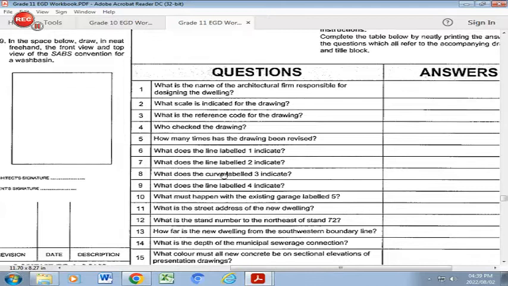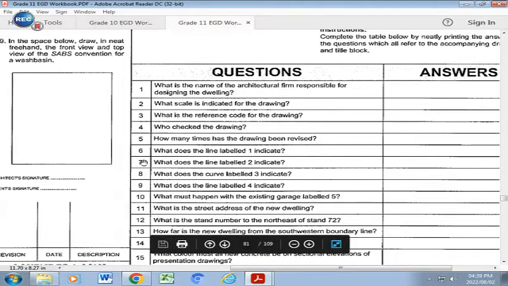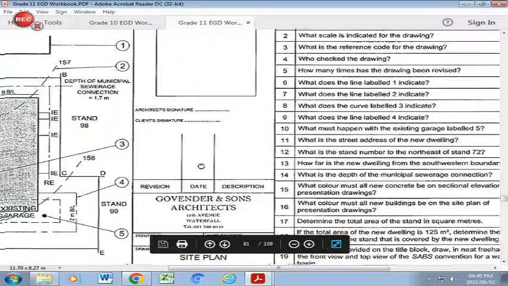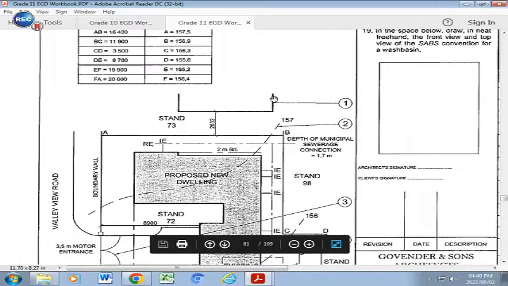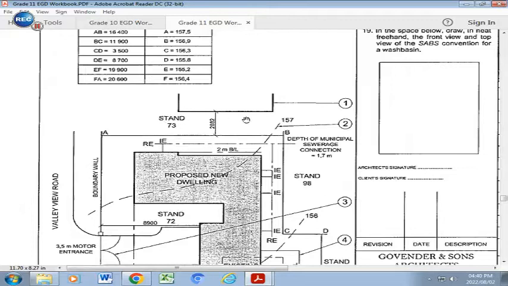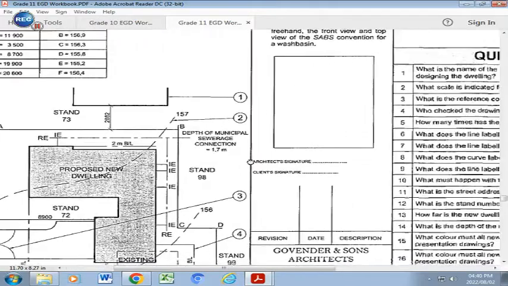Number 6, what does the line label 1 indicate? And we go and do number 7 as well. What does the line label 2 indicate? So number 1 and number 2. So we're going to find number 1. Number 1 is the building of the neighbors or the adjacent building. That is the house, the incomplete section of the house, like this house. The incomplete section, and if you had to complete it, it would probably continue further on this side. So that's the adjacent building or the adjacent structure or the neighbor's house or dwelling.